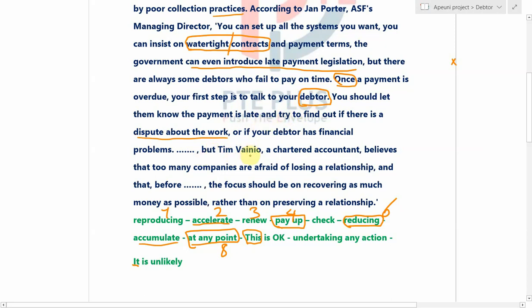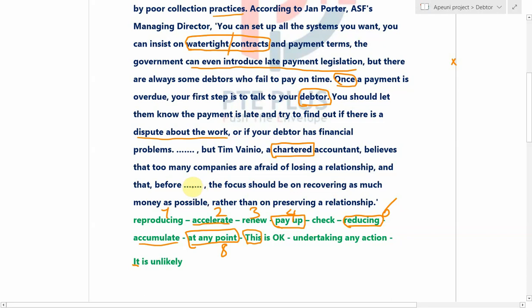But Tim Vino, a chartered accountant, it means a recognized and very well-known accountant, believes that too many companies are afraid of losing a relationship, and that before doing anything else, the focus should be on recovering as much money as possible rather than on preserving a relationship. Here an accountant says, too many companies are afraid of losing a relationship. And that before, what should we put here? Before doing anything else, the focus should be on recovering as much money as possible.